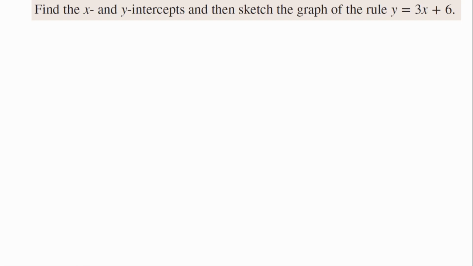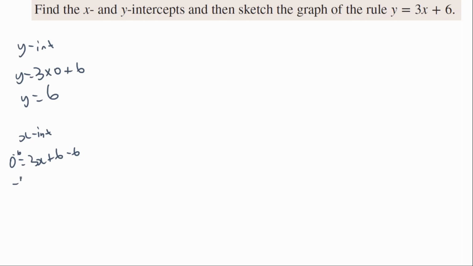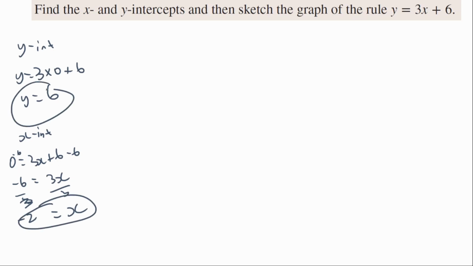Alright, once again, let's start by finding the x and y intercept. So the y-intercept, once again, it's at y equals 3 times 0 plus 6. That gives me y equals 6. And the x-intercept is 0 equals 3x plus 6. Subtract 6 from both sides. That gives me -6 on the left and 3x on the right. Divide both sides by 3. That gives me -2 on the left and x on the right. So x-intercept is at -2 and y-intercept is at 6.